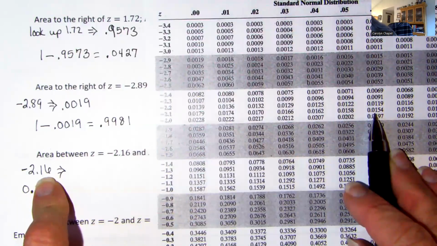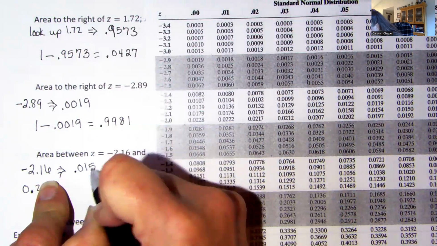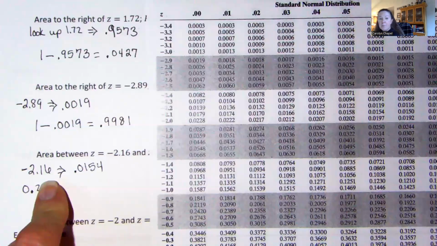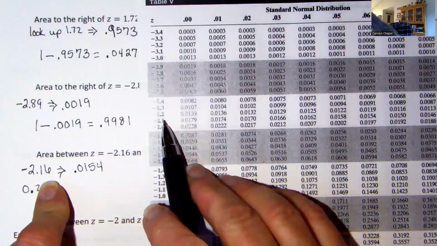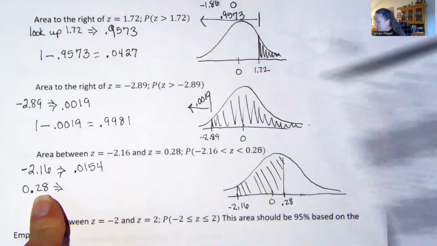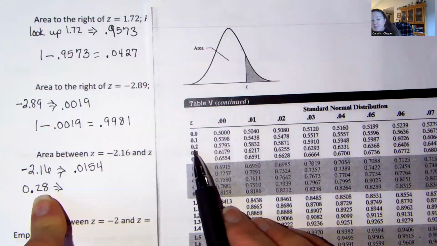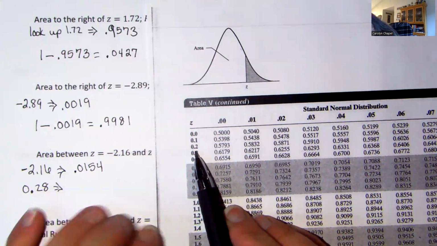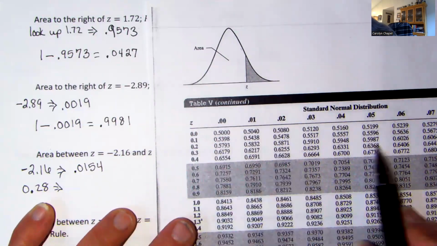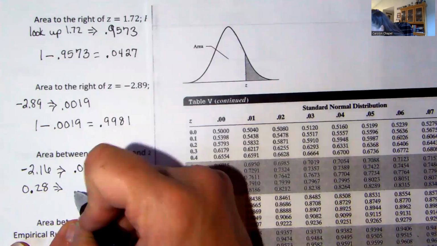So my negative 2.16 is 0.0154. And I need to look up 0.28, and that's a positive, so I'm going to flip the page over. That's kind of towards the top, so 0.2, not like 2 point, but 0.2. And that's 0.6103.